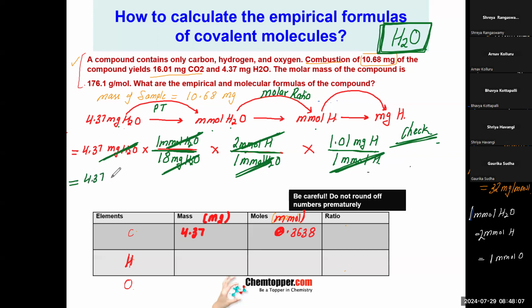4.37 times 1, all numbers of the numerator here, all numbers of the denominator here. Unit left, milligrams of hydrogen. That's what I wanted. Children, I need you to give me the milligrams of hydrogen and you have to give me the millimoles of hydrogen. Both the things. So stop here.